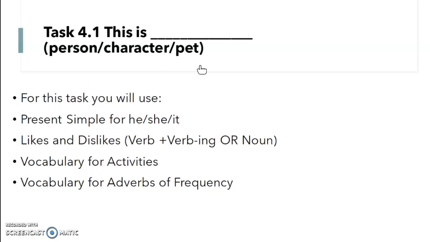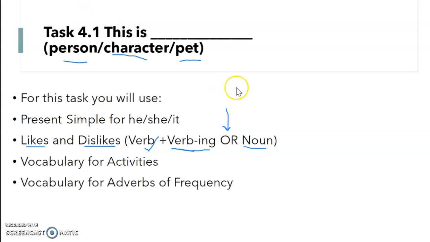The reason why is because we want to practice using present simple for he, she, and it. So if you pick any of these three, you will be able to practice he, she, it. We also want to practice using likes and dislikes like we studied in Unit 4. So your verb is likes or dislikes, okay? And then you will add a verb ing, or you can add a noun.